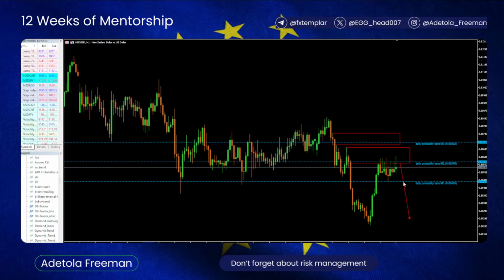Do you get it now? So this is how simple it is to actually work with the ATR probability bands. All right, extremely simple. All you have to do is set it up on your chart, mark out your demand and supply levels, and then you can easily know, okay, price has gotten here. All right, I'm going to pick this up.